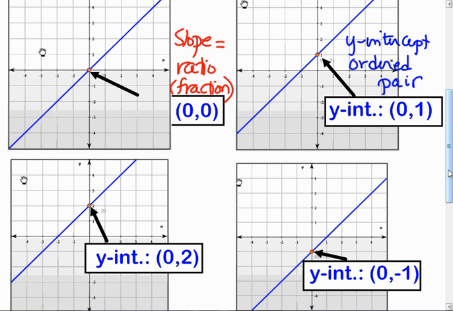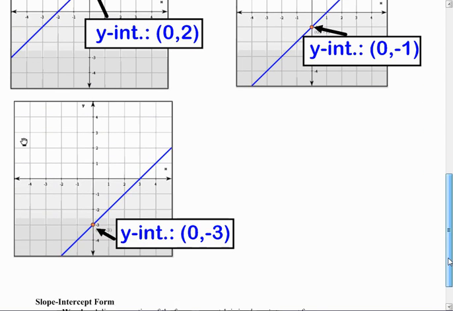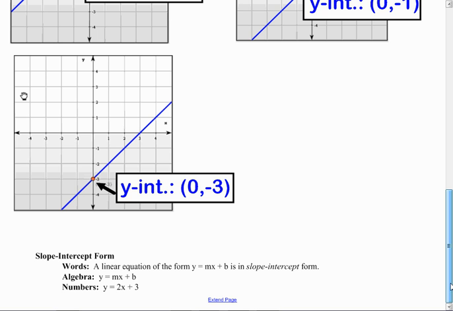And I know it's easy to get the numbers mixed up. And there they are. Those are all the y-intercepts. So here's my equation down here. It's really tiny. Y equals 2x plus 3.